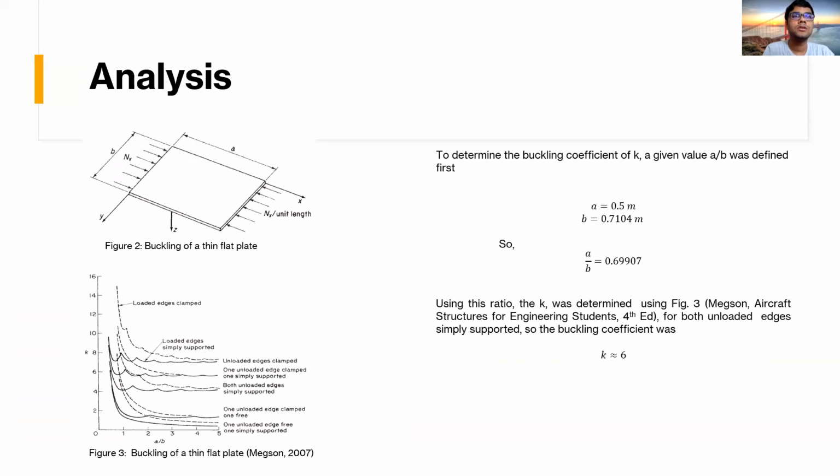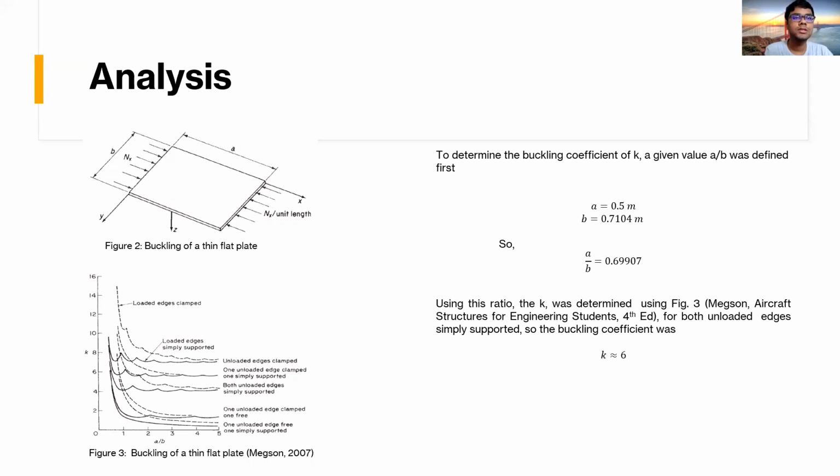Okay, so figure 2 shows the buckling of a thin plate, and to determine the buckling coefficient K, the value of A over B was defined first. In our case, A is 0.5 meter and B is 0.7104 meter, so we get A over B as 0.69907. By calculating A over B, we can determine our K value.